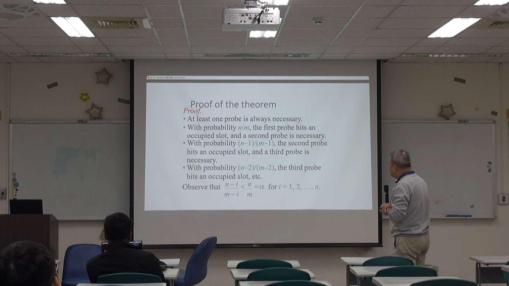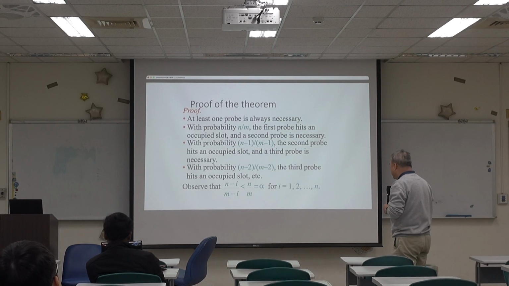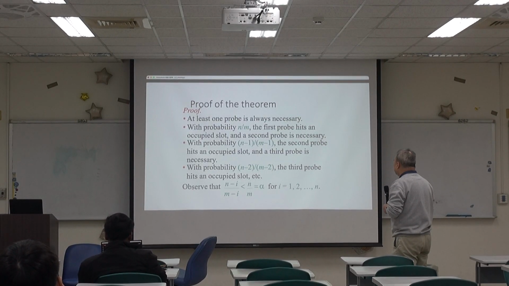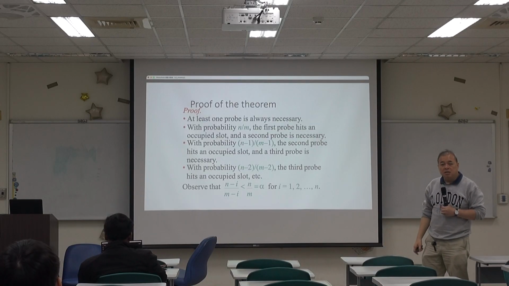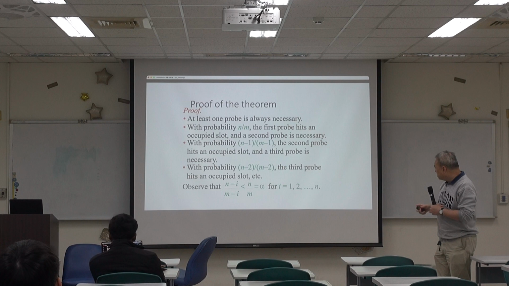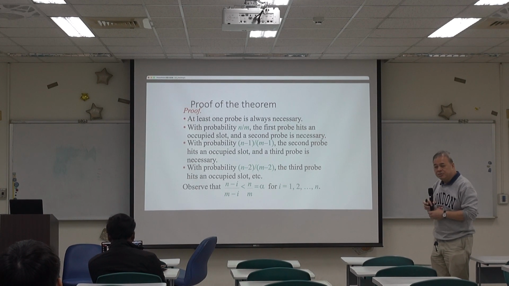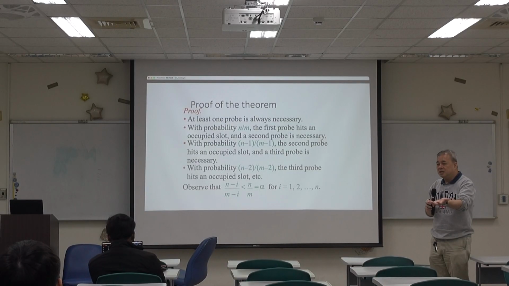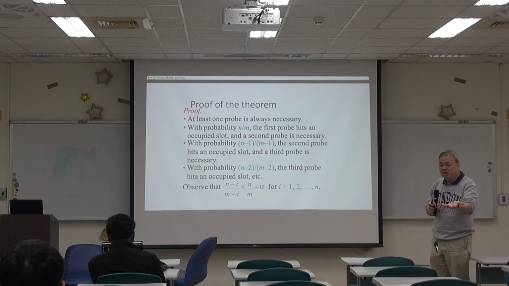And then with probability n divided by n, the first probe hit an occupied slot, right? That's easy, right? Okay. And the second probe is necessary. Any question with that? This is very simple, right?